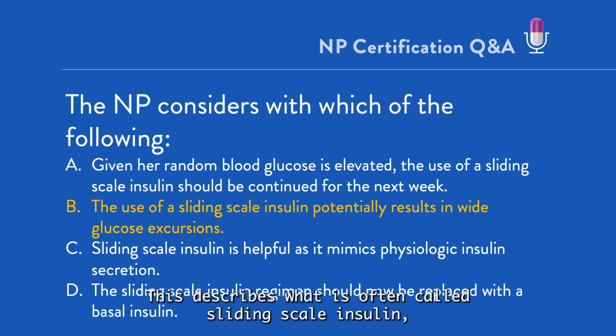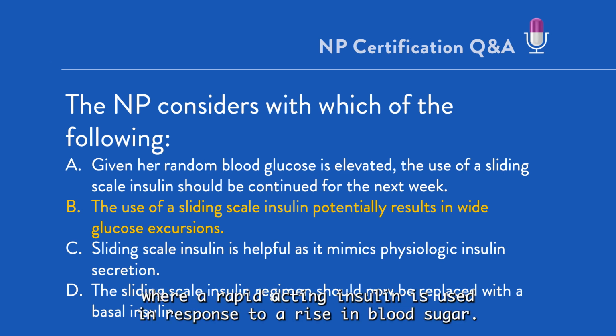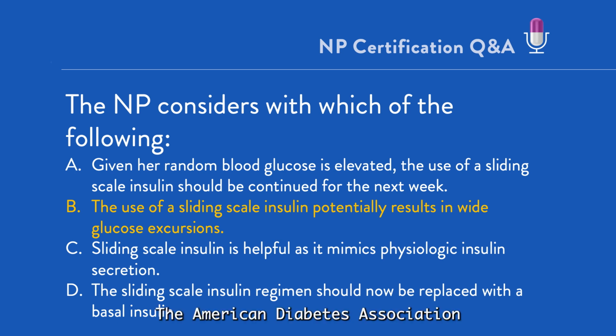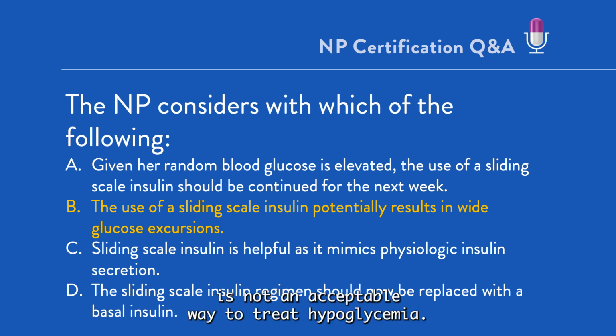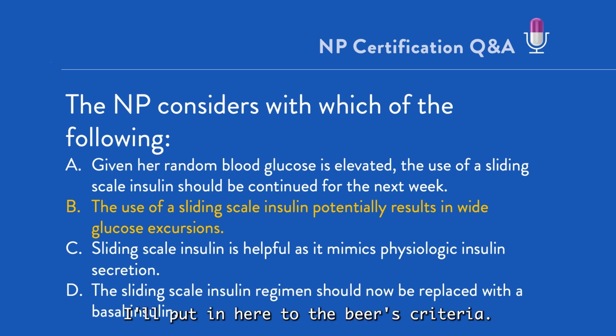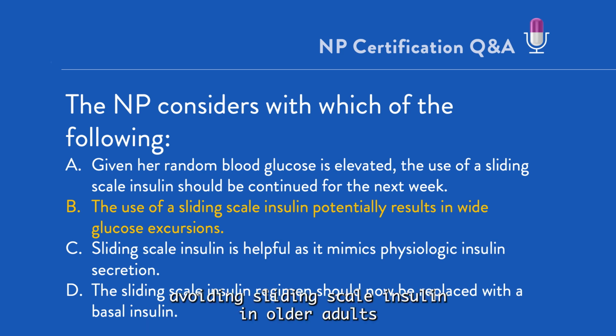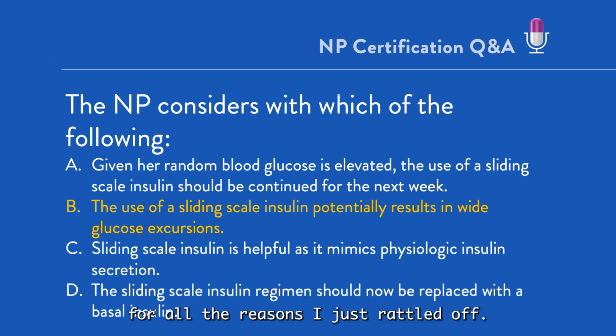This describes what is often called sliding scale insulin, where a rapid-acting insulin is used in response to a rise in blood sugar. The American Diabetes Association has long noted that sliding scale insulin is not an acceptable way to treat hyperglycemia. I'll put in here too, the Beers criteria also has been loud and clear about avoiding sliding scale insulin in older adults for all the reasons I just rattled off.